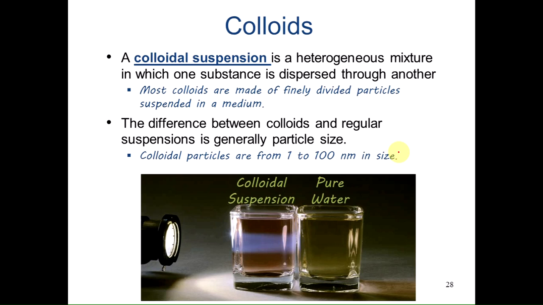Most colloids are made of finely divided particles suspended in a medium. The difference between colloids and a regular suspension is generally particle size. Colloidal particles are from 1 to 100 nanometers in size. So they're very small. And notice that here we have a colloidal suspension, and on the other side of the glass we have pure water.